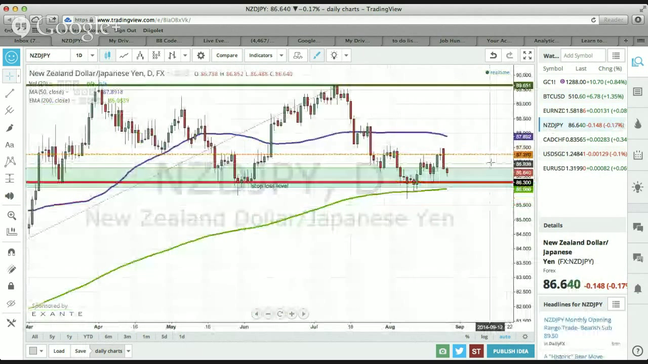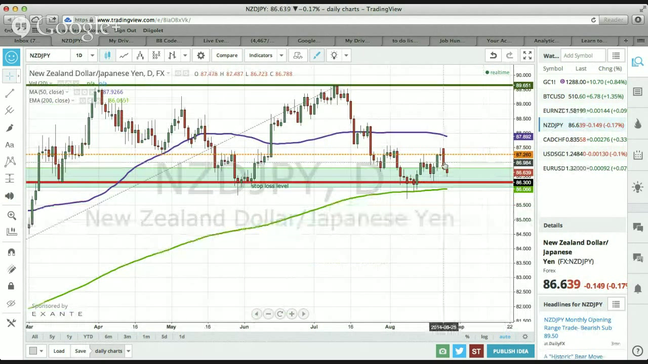Kiwi yen, this trade has already been de-risked. It's not playing out too well though. We had a big down day to start the week yesterday, and today's candle is also a down day. I had moved my stop because price had cleared this dashed orange line here, which was a resistance level. I moved my stop to break even. So my stop is now at 86.30, which is where I entered, and price is now 86.63, so just 33 pips above where I entered.